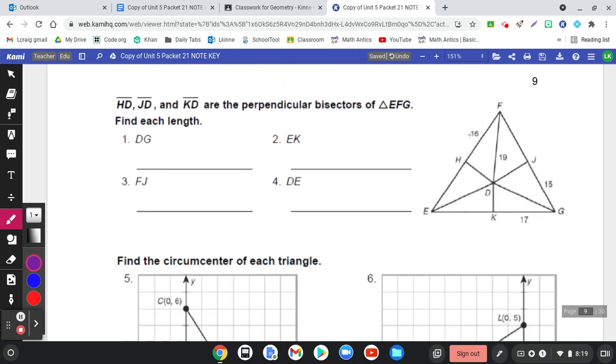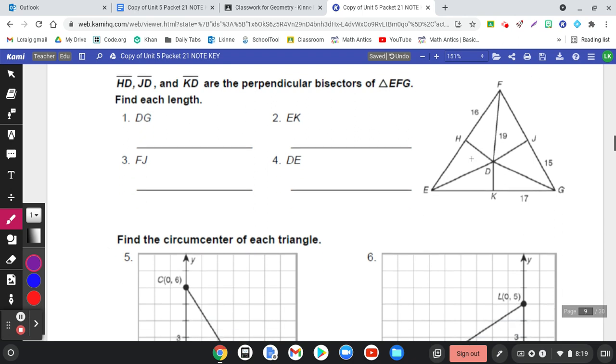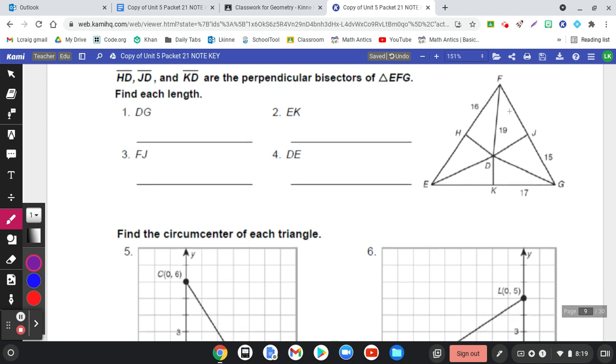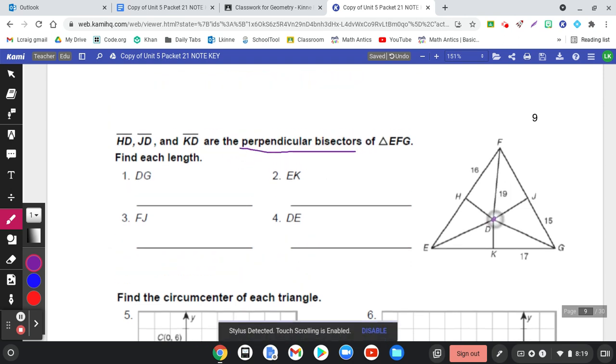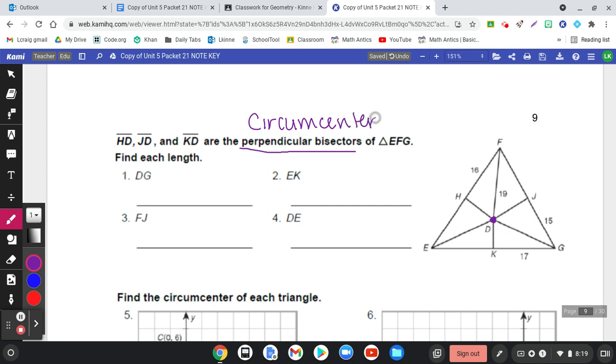It's important that you look at your picture label. I like to look at the picture and find everything I can right away. So first of all, it's made up of perpendicular bisectors. So that means that point D is called the circumcenter. All right, and since it's perpendicular bisectors, that means this side's 16 and this side's 16. If this is 15, this is 15. If this side's 17, this is 17.